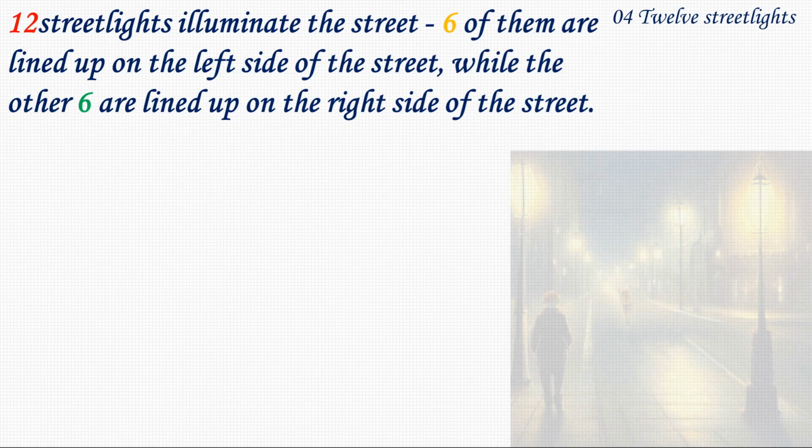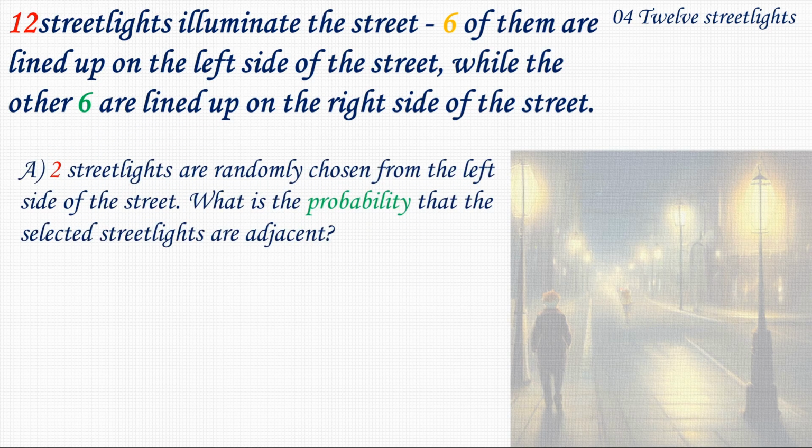12 streetlights illuminate the street. 6 of them are lined up on the left side of the street, while the other 6 are lined up on the right side of the street. The first question: 2 streetlights are randomly chosen from the left side of the street. What is the probability that the selected streetlights are adjacent?